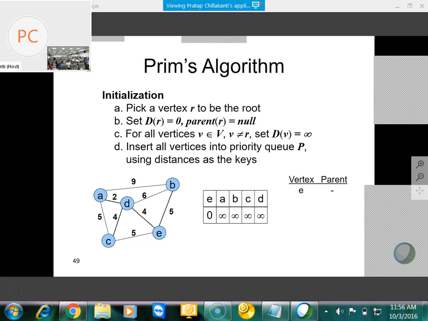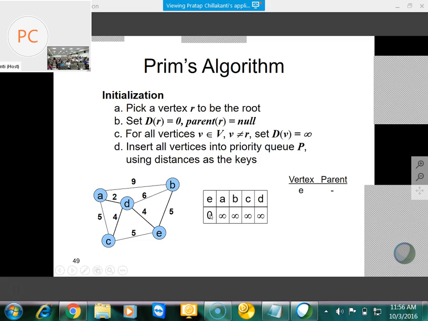Pick a vertex R to be root. Okay. He has given some algorithm here. Set d of R equal to 0. Okay. Parent of R, because when you pick a vertex, remember it's a tree. Tree should have a parent. Parent of R equal to null, because you're starting from the starting point, right? That is the root. There is no parent to the root. And then for all vertices V not equal to R, you are initializing it to infinity. So here you have A, B, C, D, E. Remember, you can pick any vertex, right? So you're taking E. Okay.